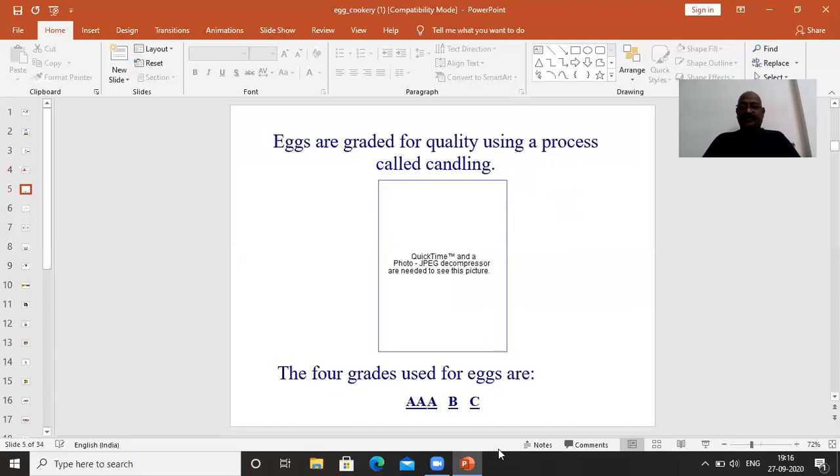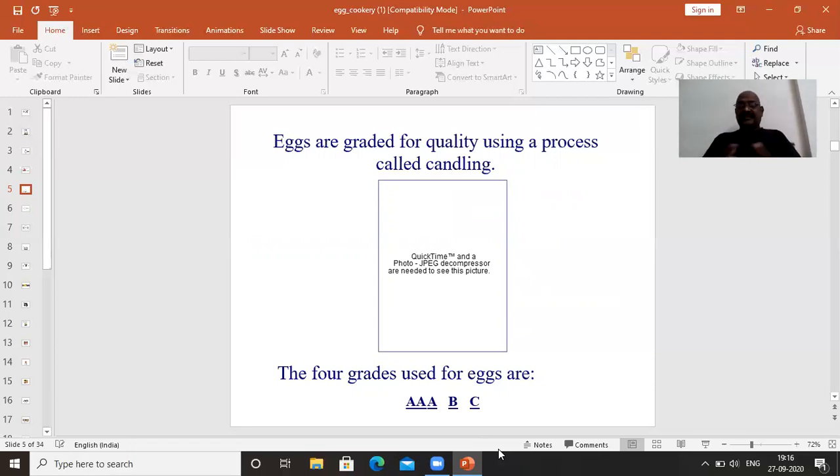Eggs are graded for quality using a process called candling. When you are classifying and categorizing the egg, there is A category, B category, and C category. A category contains good quality. B category contains little poor quality. C category contains very poor quality. So these are the categories of eggs.